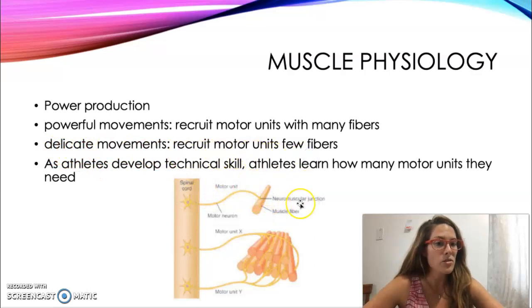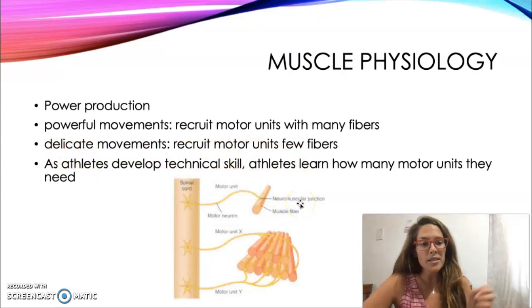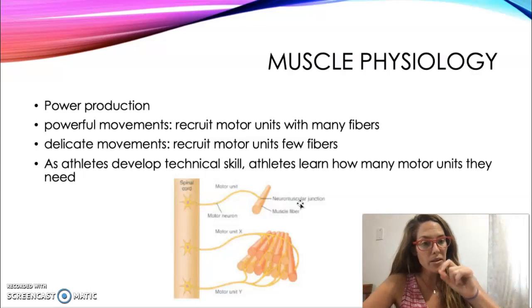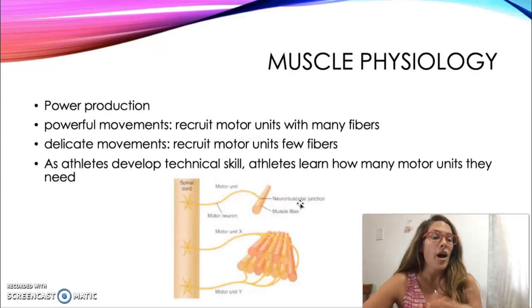All right, so it just goes to very few fibers. Delicate movement would be something like when you write, you have a lot of different direction changes to make different letters, and they only need to be a tiny bit of force to create that angle of movement, and so you only have to innervate a very few number of muscle fibers.